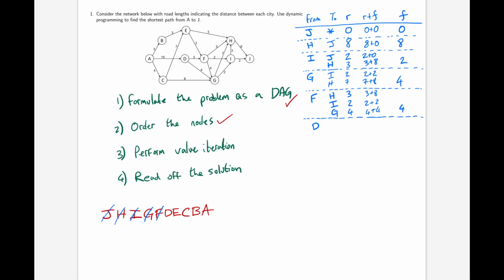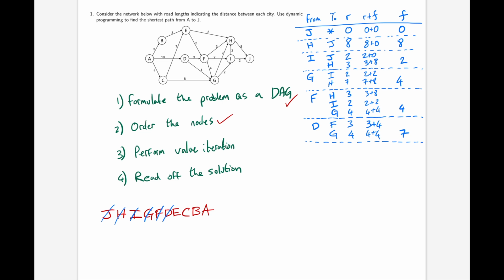Now we can consider D. There are 2 paths we can take from D, either to F or to G, with rewards 3 and 4 respectively. Now if we were to go via F, then the shortest path from D would be 7. If we were to go via G, then the path would be 8, and 7 is less than 8, so we'll assign D the value of 7.